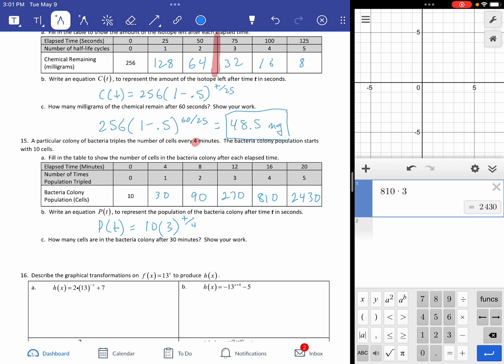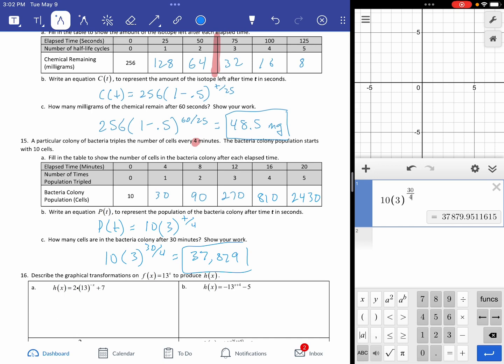Okay, so now if we plug that in with our 30 minutes, we have 10 times 3 to the 30 over 4. So we have a lot of bacteria. 37879, and that's where we're going to stop. Okay, because we can't have a decimal for number of bacteria because it's not part of a bacteria, it's all of bacteria. So we're going to always round down for this, and that's our final number.